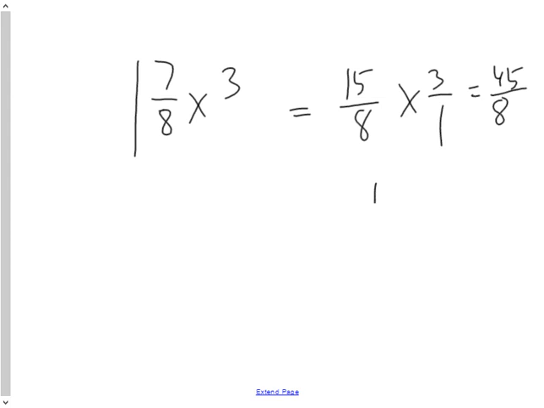But as a mixed fraction, it would be 5, which is 40, and 5/8 left over. A lot of people messed up the numerator here. I think there were like 3 or 4 people that had wonky numerators in their mixed fraction.